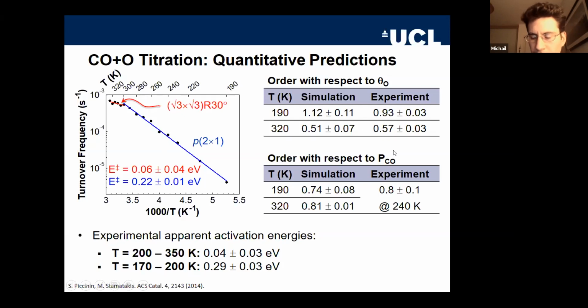So this was one system that actually shows that high fidelity kinetic Monte Carlo simulations can indeed give insight that leads to alternative interpretations of experimental data, which are not trivial.